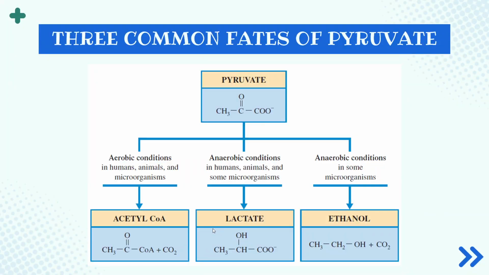So, going back to our end product, which is your pyruvate, there are 3 common fates of pyruvate depending on what is needed in our body. Pyruvate can be converted into 3 different substances. It could become acetyl coenzyme A, it could become lactate, and it could become your ethanol. So, the first thing that I would like to point out is in terms of the condition needed in order for your pyruvate to be converted into these different substances.